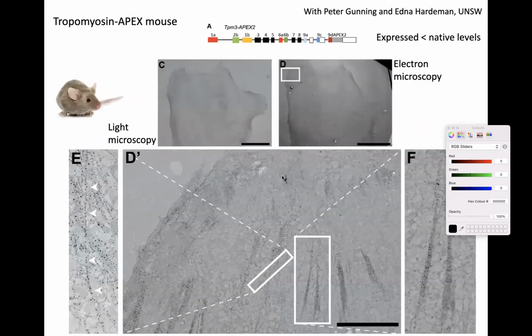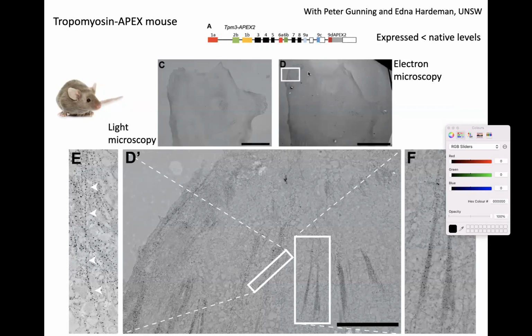The other thing that was really exciting is a great collaboration with Peter Gunning and with Edna Hardman. And what we did was we convinced Peter and Edna to make a knock-in mouse with APEX, the tropomyosin 3 gene being replaced by an APEX-tagged form of the tropomyosin. And this is actually expressed not at native levels, but below native levels.